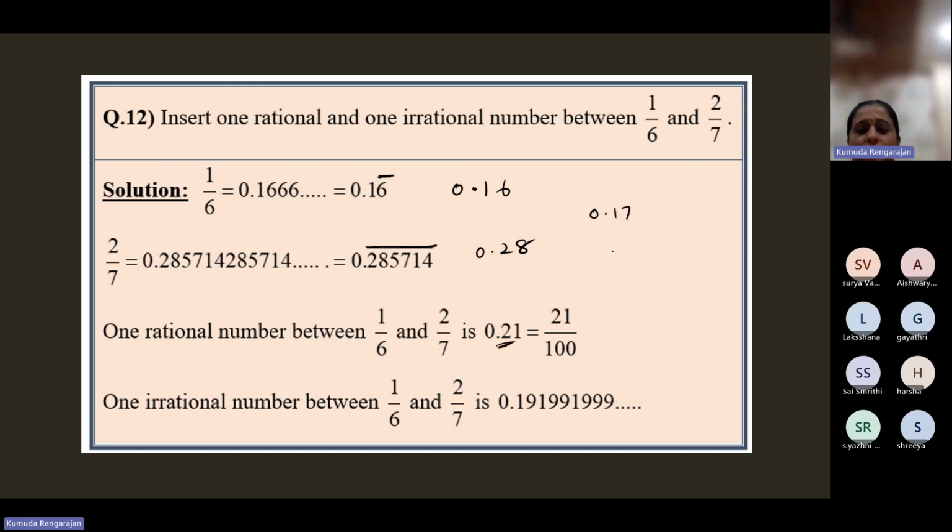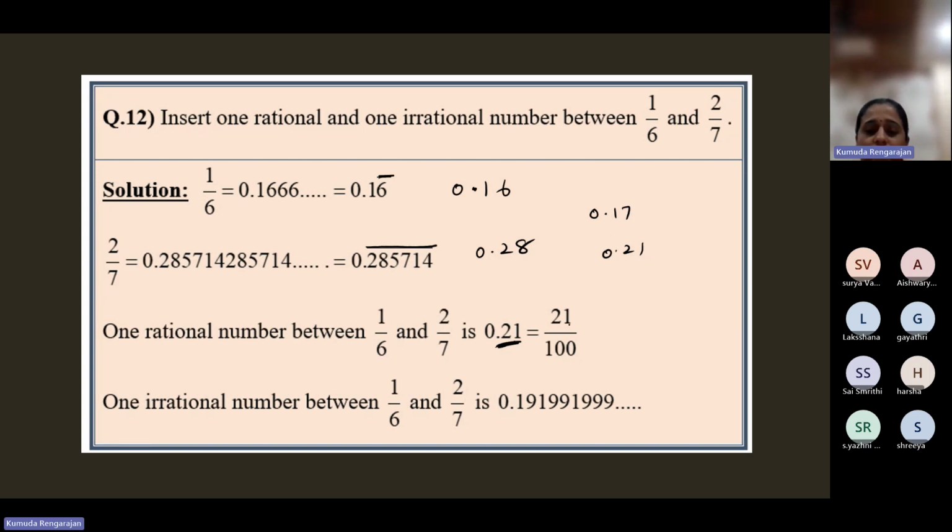I've written 0.21. Write a terminating decimal to insert a rational number. So 0.21, which is 21 by 100. So 21 by 100 is a rational number between these two numbers. And one irrational.